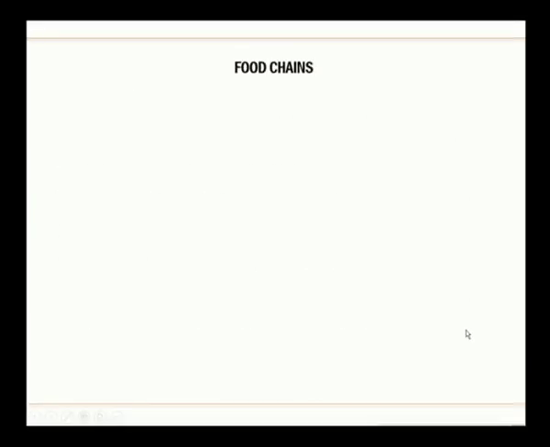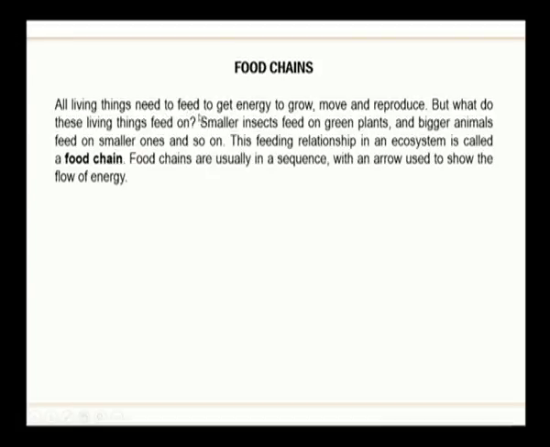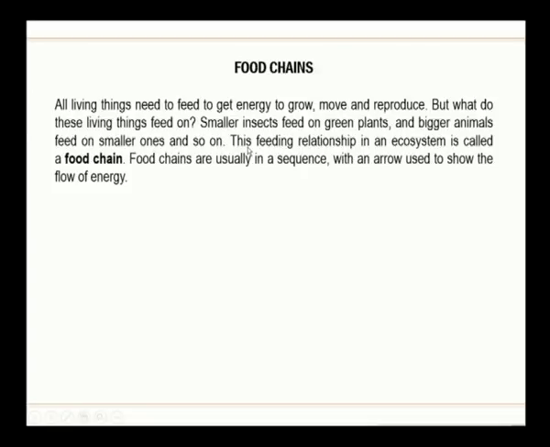So moving on to food chain. All living things need to feed to get energy to grow, move and reproduce. But what do these living things feed on? Smaller insects feed on green plants and bigger animals feed on smaller ones, and so on. As we discussed before, animals feed on plants, and plants get their energy from the sun, and we are dependent on both plants and animals to get the energy to grow, reproduce and move around. So this feeding relationship in an ecosystem is called a food chain.